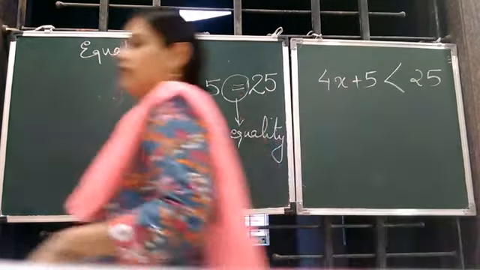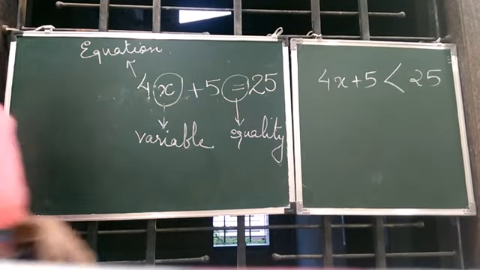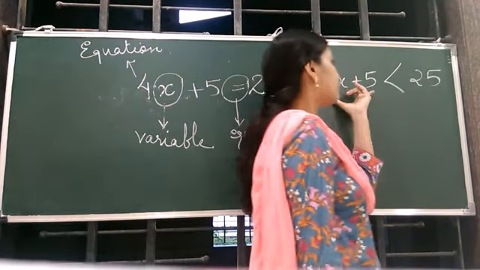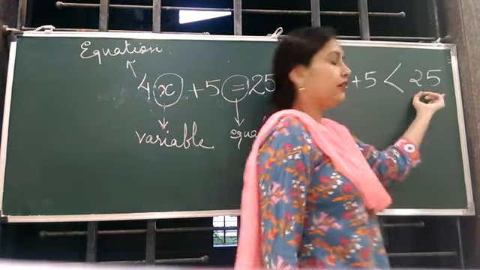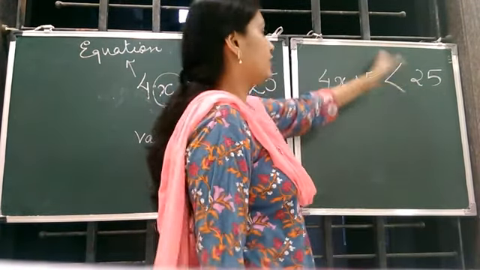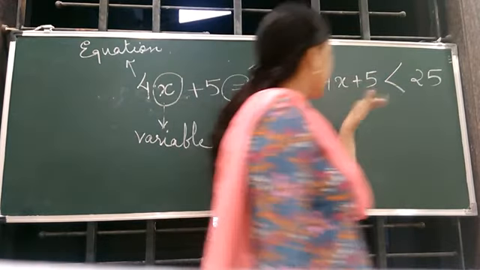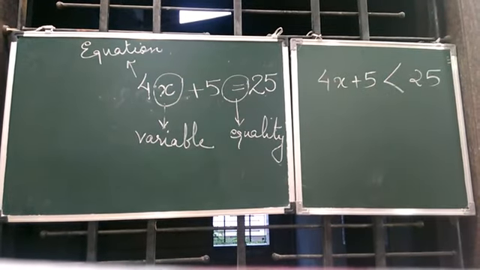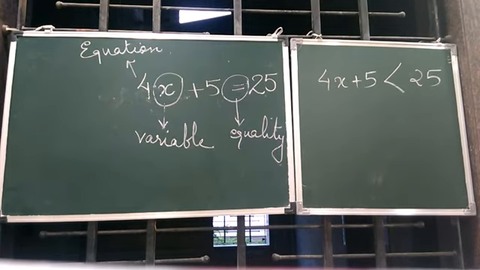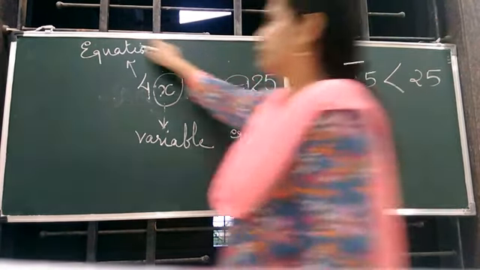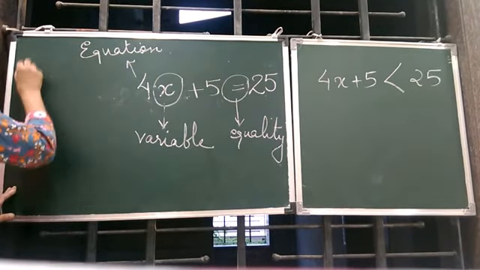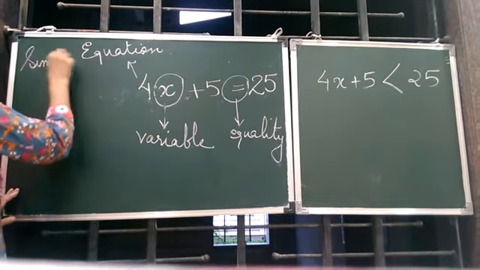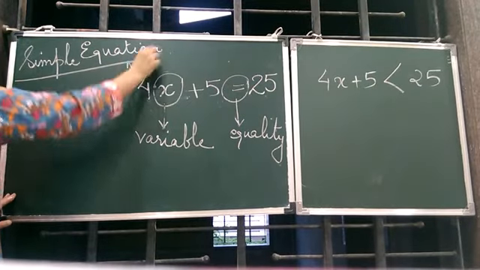Is this an equation? Now this is not an equation. This shows that 4x plus 5 is smaller than 20. This also shows the same thing. So the new topic of today's is this only. That means we are starting a new chapter, chapter 4, that is a simple equation.